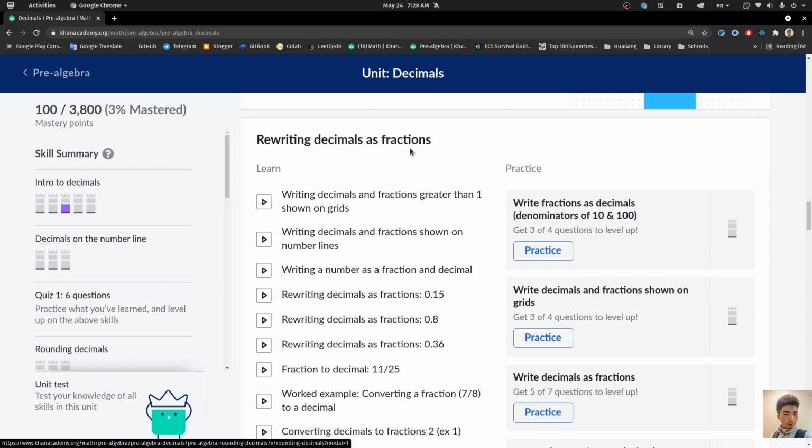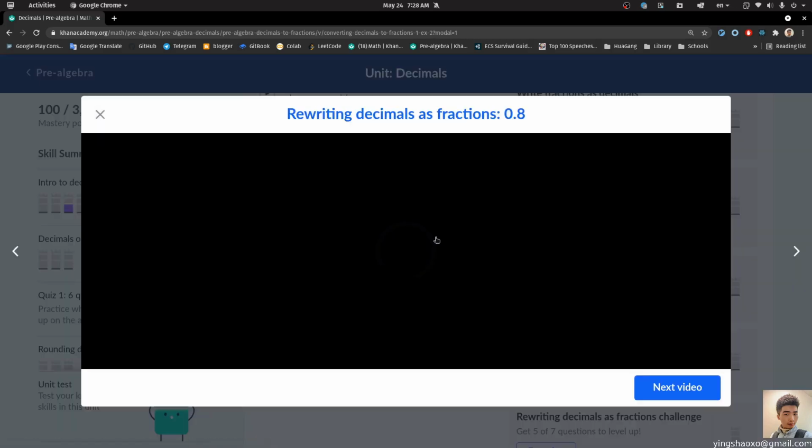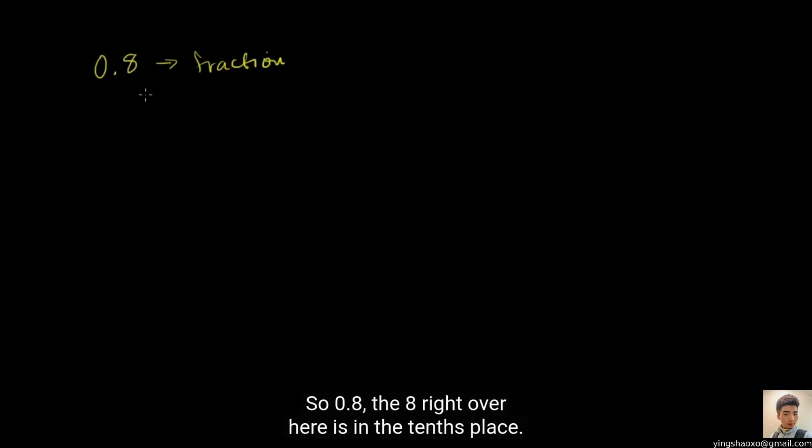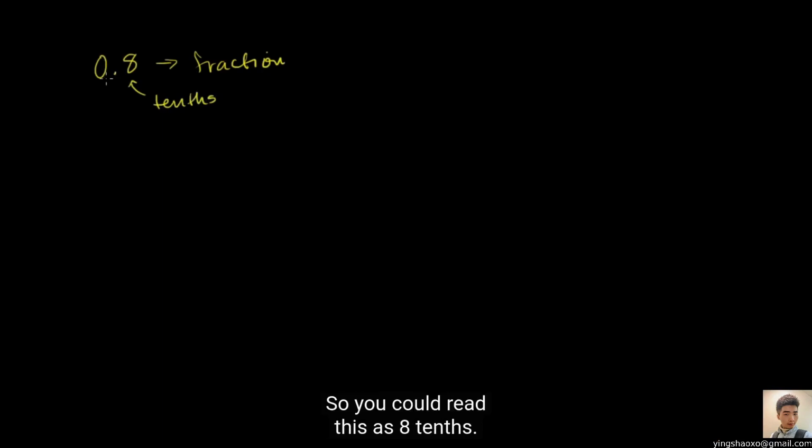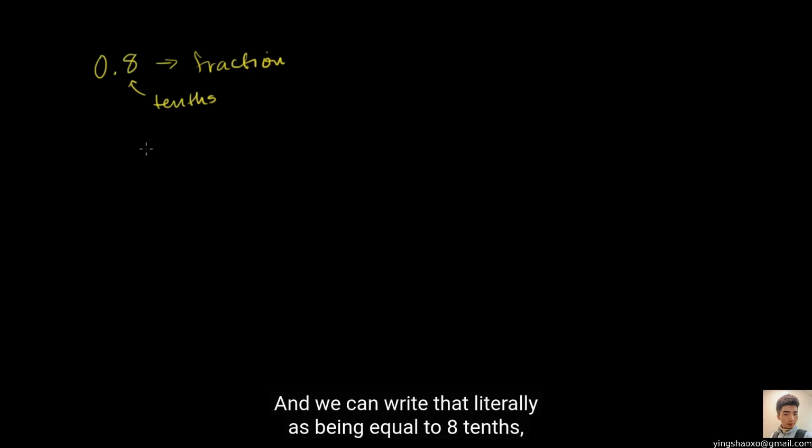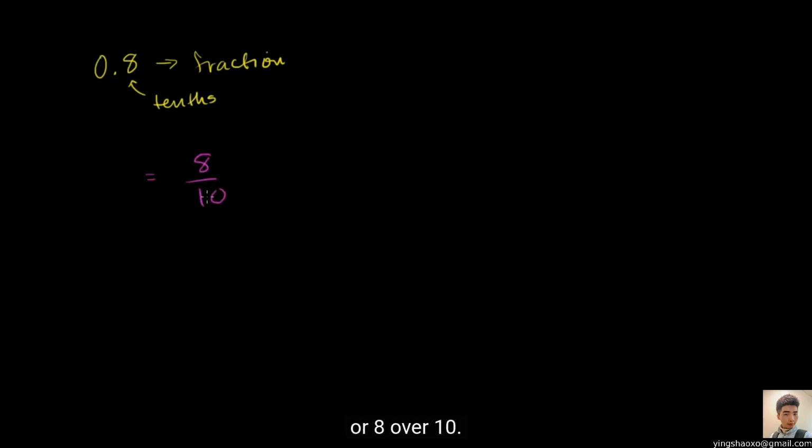Rewriting decimals as fractions. Okay, let's just look at a simple example. Let's write 0.8 as a fraction. So 0.8, the 8 right over here is in the tenths place. So you could read this as 8/10. And we can write that literally as being equal to 8/10, or 8 over 10.